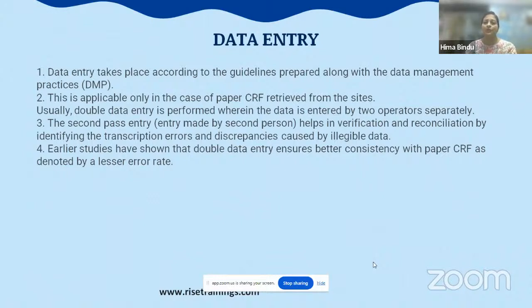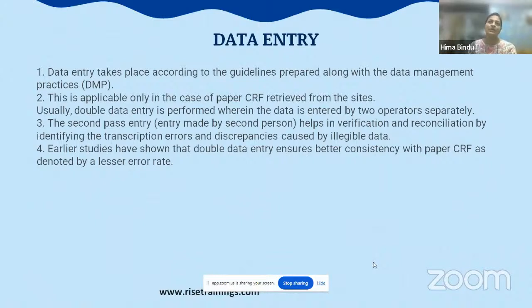And sometimes you will be mentioning a lab test. For every lab test, there will be a unit. If you are missing that unit, it will be raised as a query to you by the data management team, because units are very important to know the accuracy of the data. So this is a simple query.